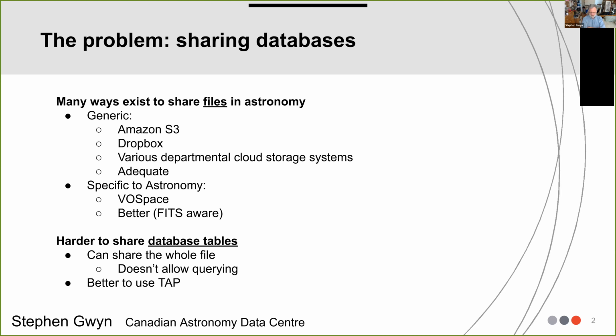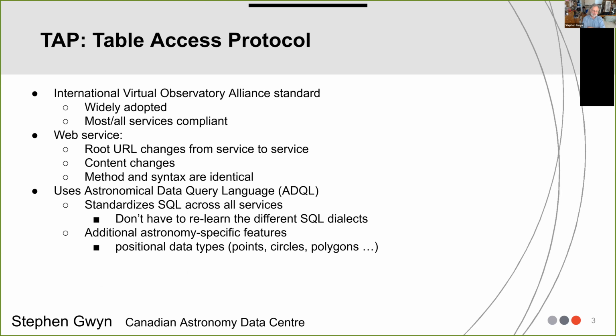It's somewhat harder to share database tables. You can share the whole file, but if it's a really big table that you've created, that's not really scalable. People have to download the whole thing, or maybe they're only interested in one little part of it. And so consequently, it's far better to use TAP. TAP stands for Table Access Protocol. It's probably been talked about a little bit in this meeting. It's an International Virtual Observatory Alliance standard.